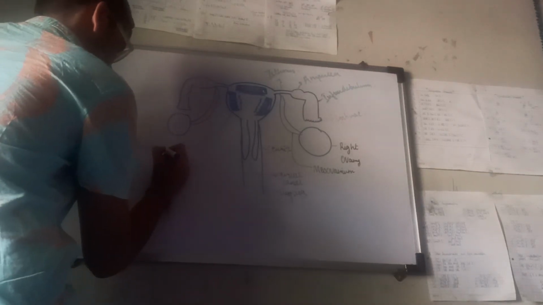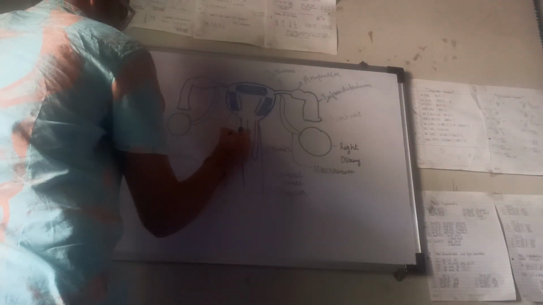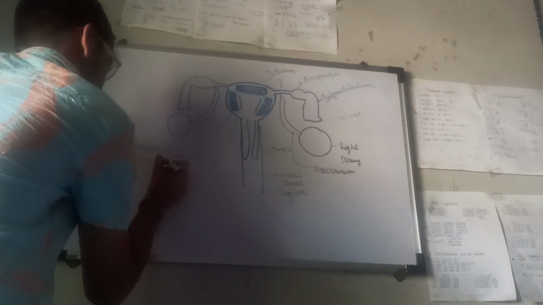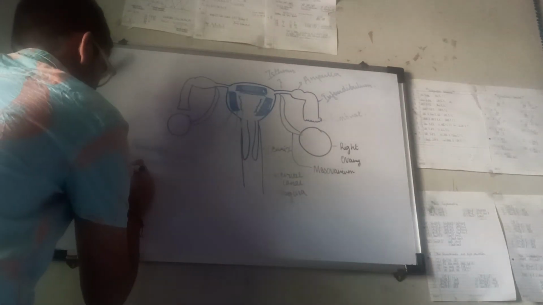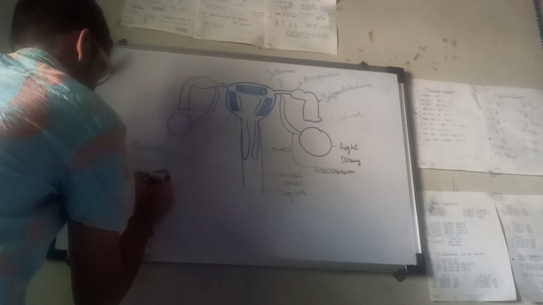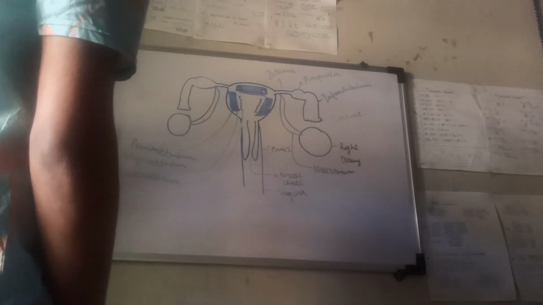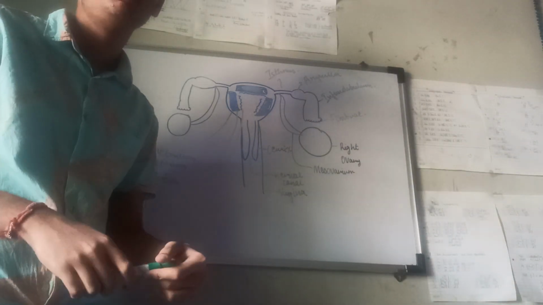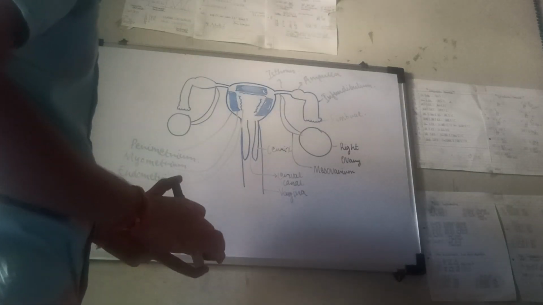So first it is the perimetrium. This is the myometrium. And this is the endometrium. So you can see the structure of the female reproductive system. It's quite a clear structure. You can understand, and you can tell me the parts also.